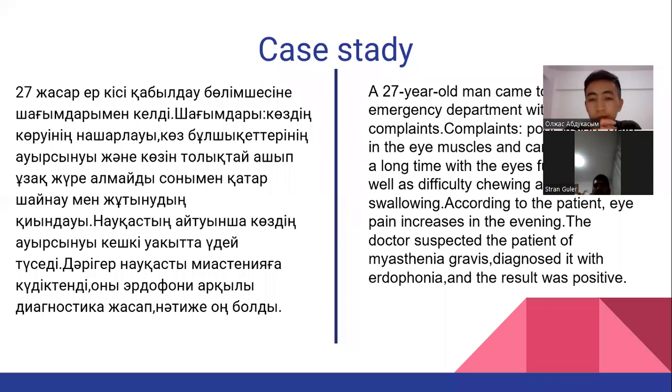Briefly, I will read the case for you. A 27-year-old man came to the emergency department with complaints of blurred vision, pain in the eye muscles, and inability to talk for a long time with the eyes fully open, as well as difficulty chewing and swallowing. According to the patient, the pain increases in the evening. The doctor suspected myasthenia gravis. It was diagnosed with atropine, and the result was positive.